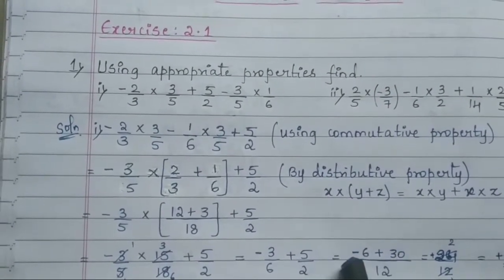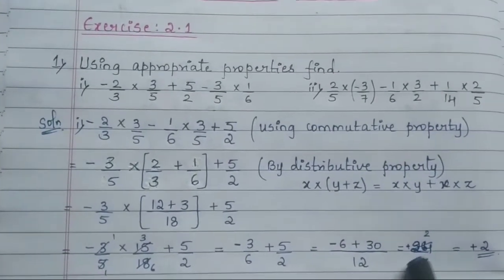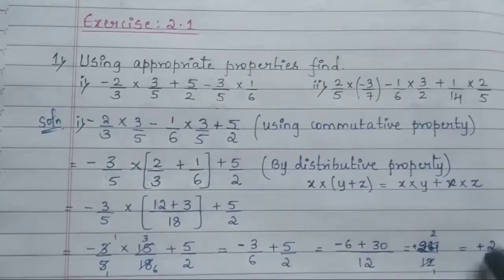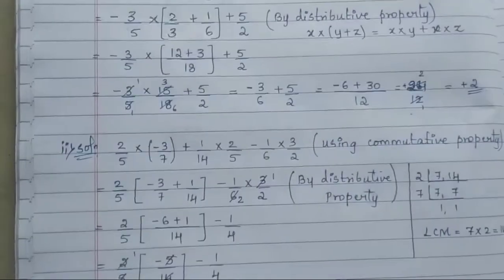So 30 minus 6 will be 24 divided by 12. 12 ones are 12, 12 twos are 24. We are left with the answer 2. Okay, moving on to the second question.